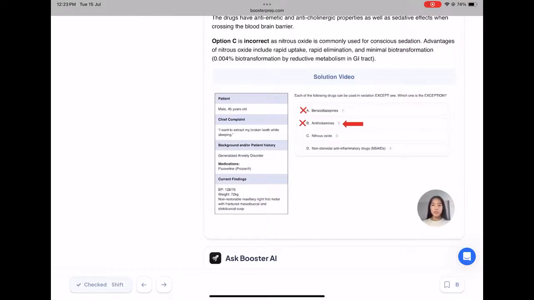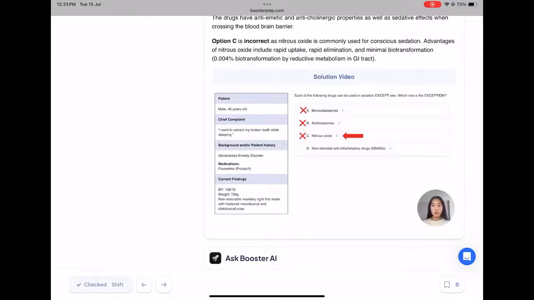Option B reads antihistamines, and this answer is also incorrect as these are commonly used for oral sedation in pediatric patients. In general, there are two classes of antihistamines. We have the first generation antihistamines, and these are the ones that have a sedative effect as they are able to cross the blood-brain barrier. There are also second generation antihistamines, and these are known as the non-drowsy ones as they do not have a sedative effect at all.